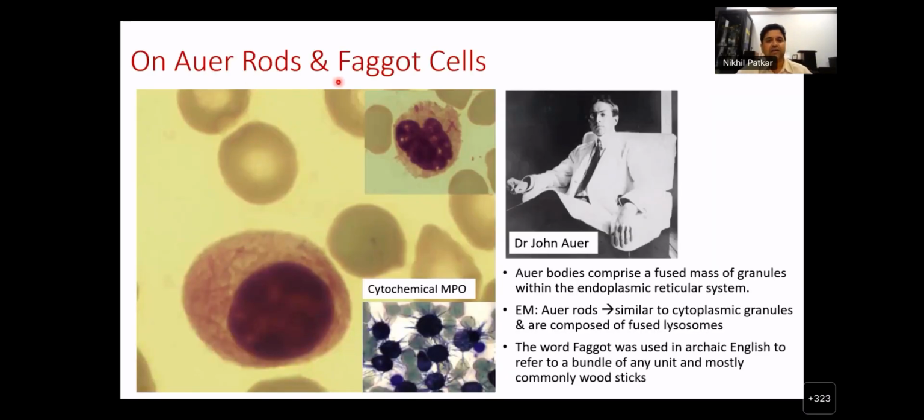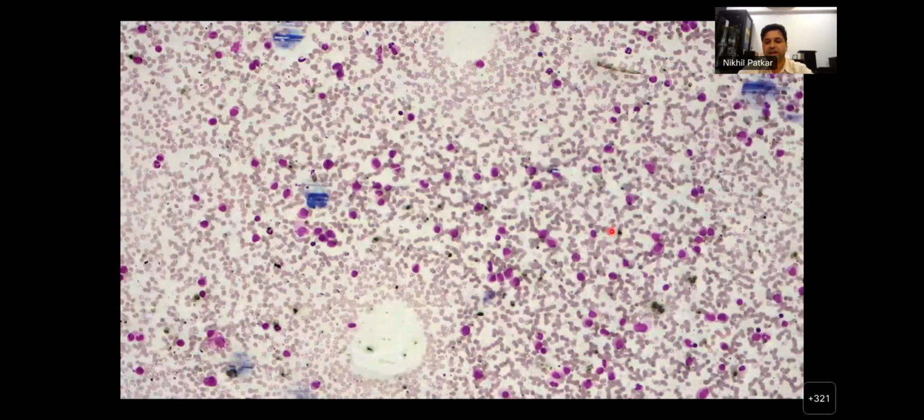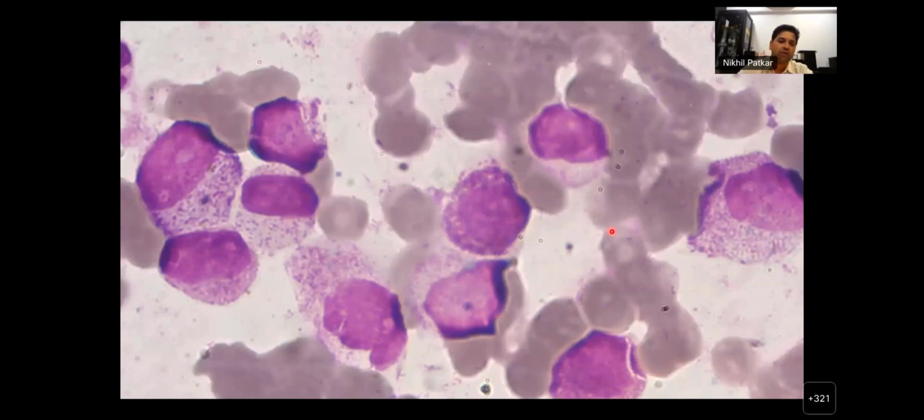By the way, there's a fantastic article written by some colleagues of ours from PGI Chandigarh, I think Prashant Sharma and one more, Tushar Sehgal, in European Journal of Hematology on the history of Auer rods, and you may want to look it up. Okay, so another patient is now a 14-year-old male who comes to you with leukocytosis and thrombocytopenia. You're seeing elevated blood counts, and you're seeing this. Now, how are these cells different?